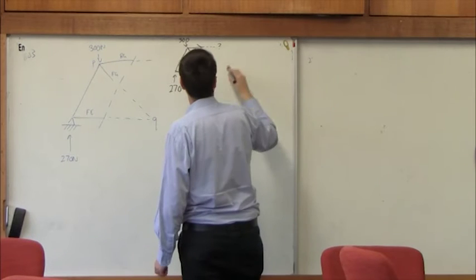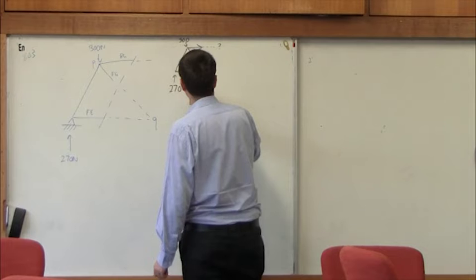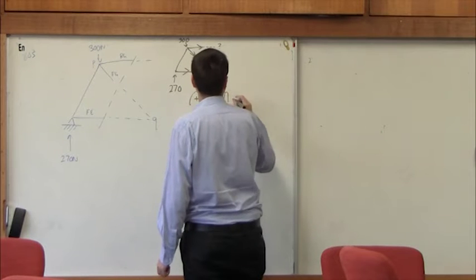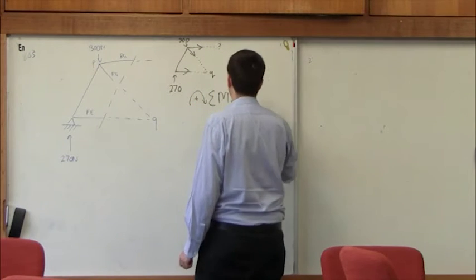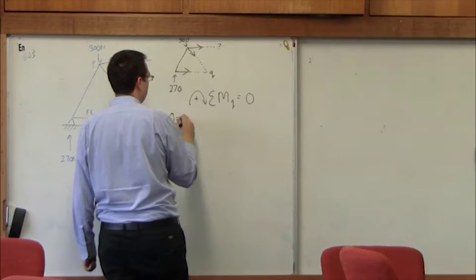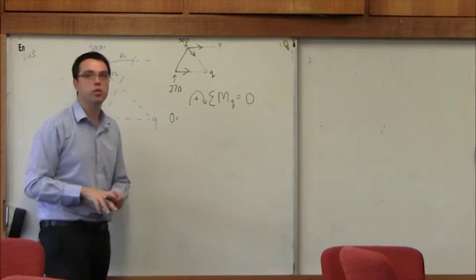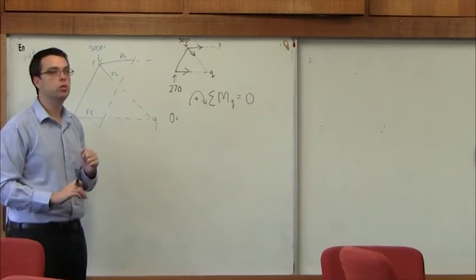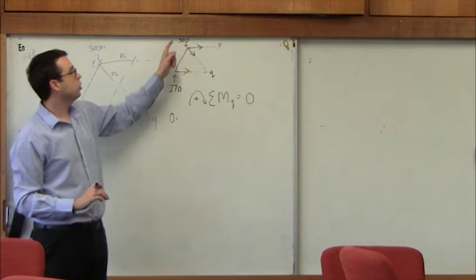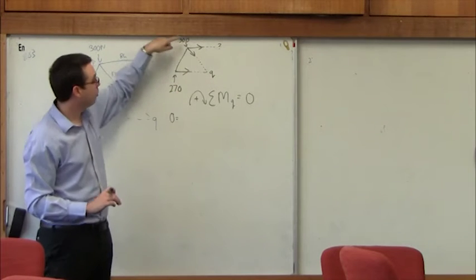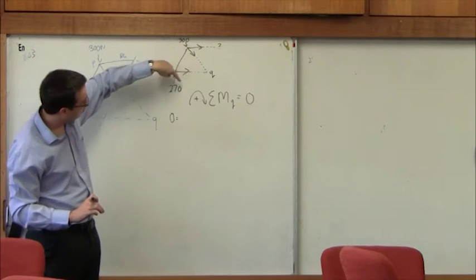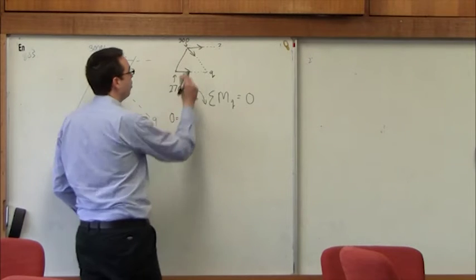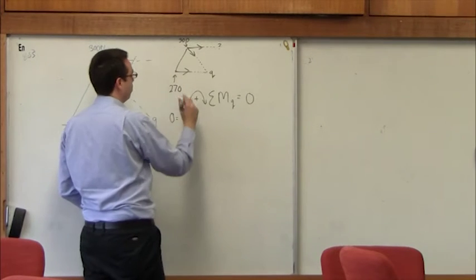Okay, so what I'm going to do is take the sum of the moments about Q equals zero. So zero equals, and if we've got, how many forces are there on this diagram? Two external. How many internal? Three. One, two, three, four, five. Okay, so zero equals, we'll start with 270.